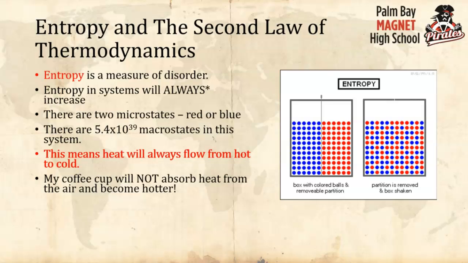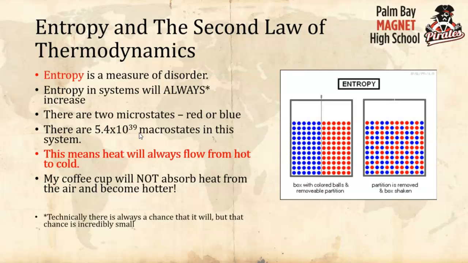Now I say that, but there's always a slight chance that I could get this box here, shake it, and get this macro state here, right? There's always a chance that you could shuffle a random deck of cards and it could become 1, 2, 3, 4, 5, ace 1, ace 2, 3, 4, 5, 6. It could become more ordered. It could happen. But in this situation here, there's a 1 in 5.4 times 10 to the 39 chance that will happen. It ain't going to happen. It's never going to happen. It could happen, but it's never going to realistically happen, right?